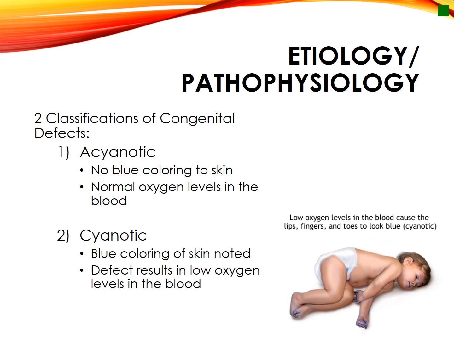So, the etiology and pathophysiology. There are 2 classifications of congenital defects. You have acyanotic, where A in Latin means without, and cyanotic, which has that blue color. So acyanotic means without blue: they have no blue coloring and normal oxygen levels in their blood. And then you have your cyanotic defects, which cause the blue coloring of the skin, and the defects result in low oxygen levels in the blood.